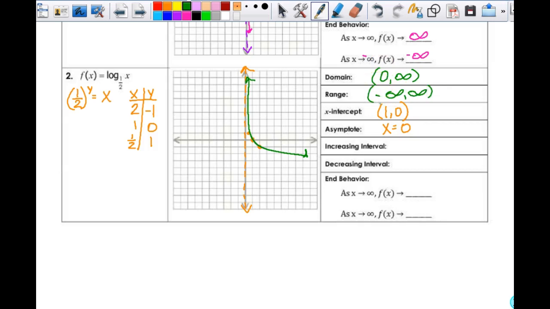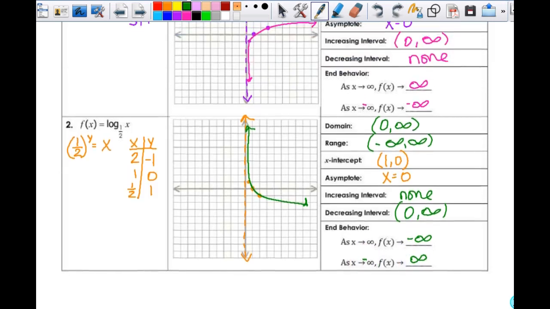Is it increasing anywhere? No. It's decreasing from 0 to infinity. Because remember, those intervals are always x's that you're writing. Then as x approaches infinity, f of x approaches -infinity. And as x approaches -infinity, or really 0, then f of x approaches infinity.